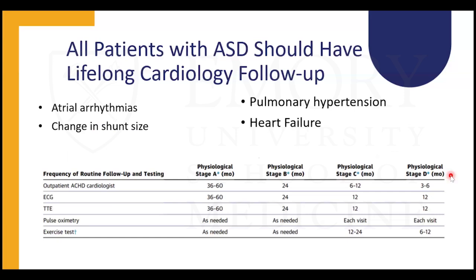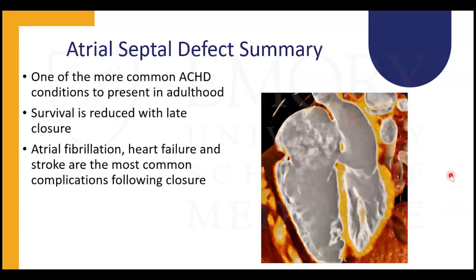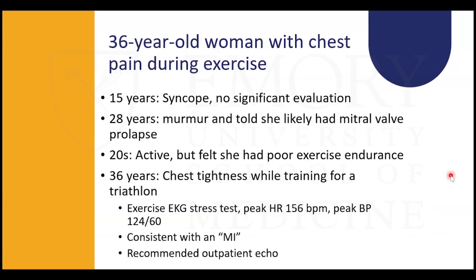So all patients with atrial septal defects should have lifelong cardiology follow-up, monitoring for atrial arrhythmias, change in shunt size, pulmonary hypertension, and heart failure. And in conclusion, this is one of the most common conditions that can present in adulthood. Survival is reduced with late closure, with atrial fibrillation, heart failure, and stroke being the most common complications.